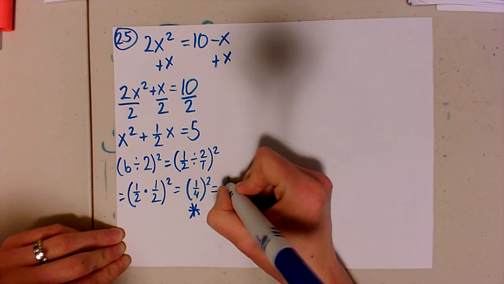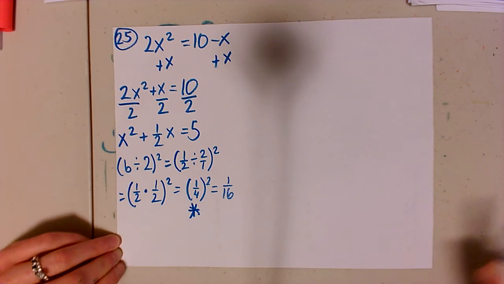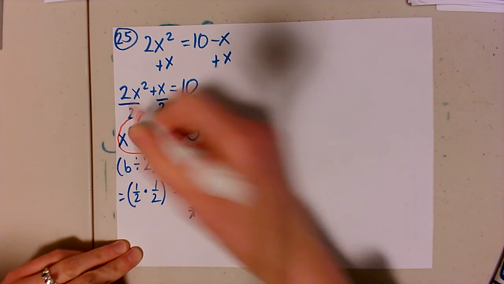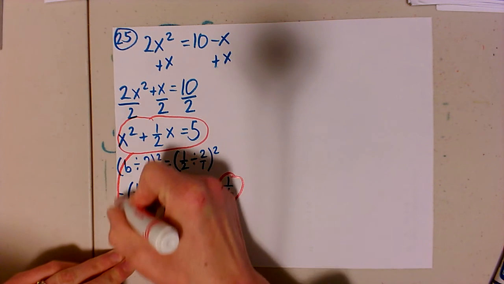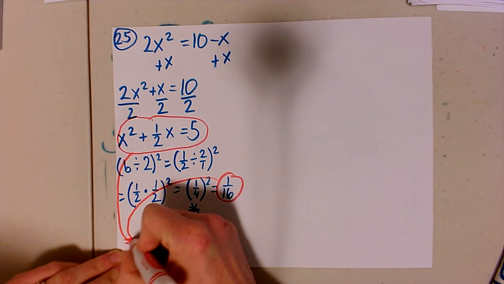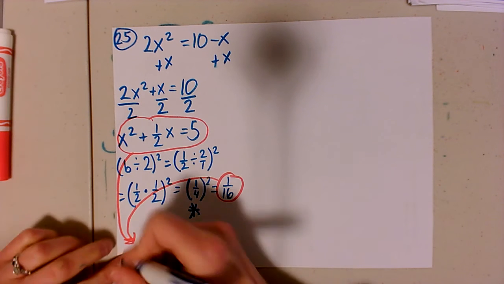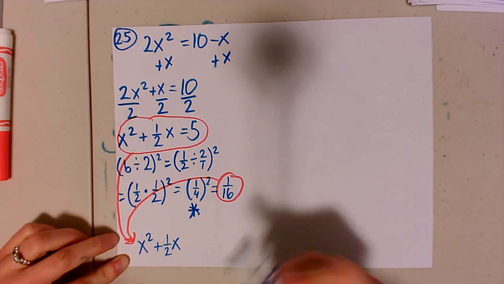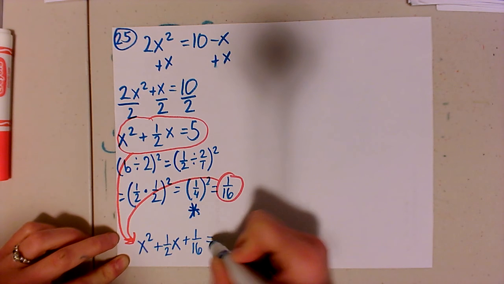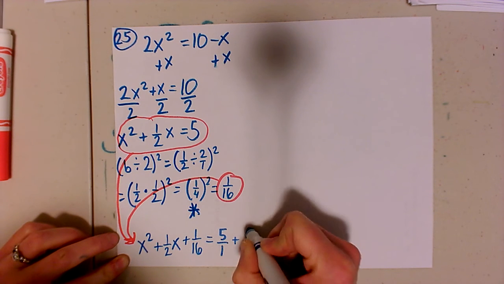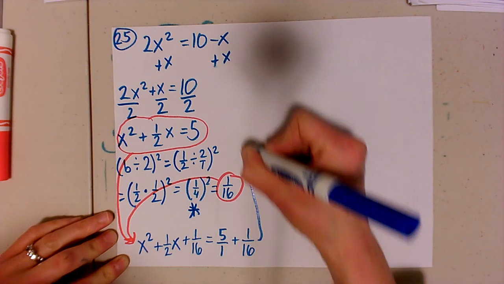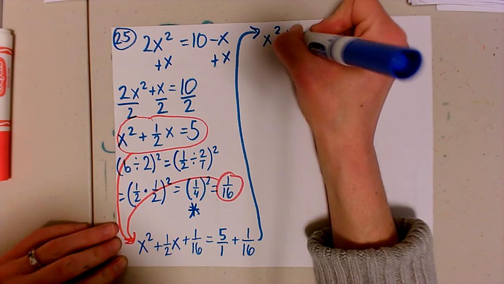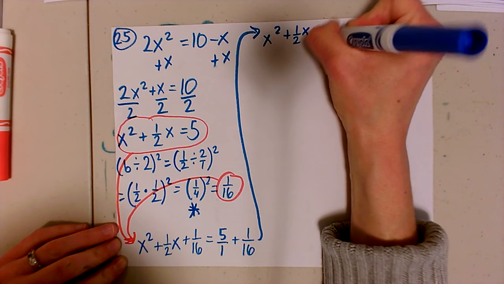So 1/4 squared is going to be 1 over 16. And so 1 over 16, we'll add that to both sides of the equation. So we're going to take this step here and this 1 over 16, and we'll bring them down here. I'm going to have x squared plus 1/2 x, and then we'll add 1 over 16 to both sides. So I have 5 over 1 plus 1 over 16. Let's kick this up here, so I'll have x squared plus 1/2 x plus 1 over 16.